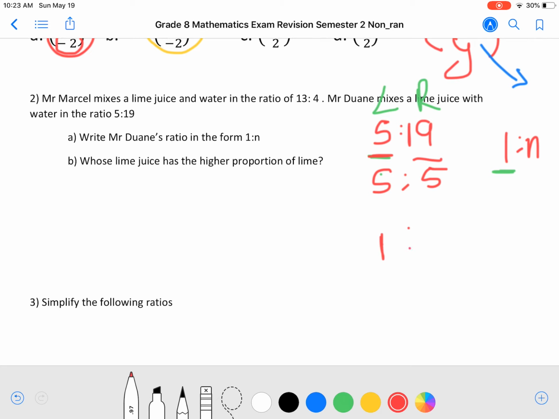We have 1, and 19 divided by 5 gives us 3.8. And this is the answer over here. We divide both sides by 5, so we have a 1, and our n value is 3.8. Now that means that Mr. Dwayne has 1 unit of lime juice to 3.8 units of water. That's basically how you read that.